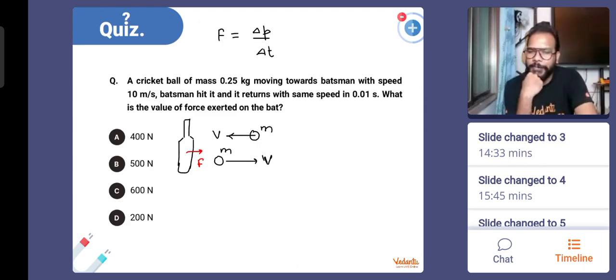We solved kind of the same question last time also. We have a cricket ball of mass 0.25 kg which is moving towards the batsman with speed 10 meters per second. The batsman hits it and it returns with the same speed, that is 10 meters per second in the opposite direction, in 0.01 second. What will be the value of the force exerted on the bat? By the way, the force exerted on the bat by the ball and the force exerted on the ball by the bat are an action-reaction pair. So either you calculate the force on the ball or on the bat, it means the same thing.